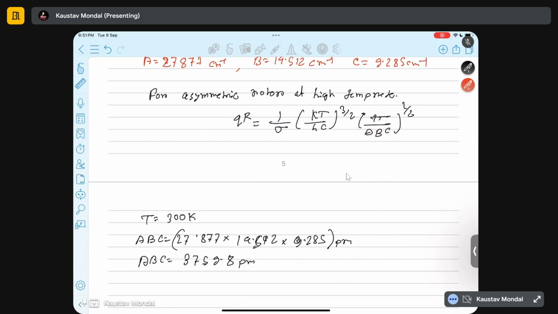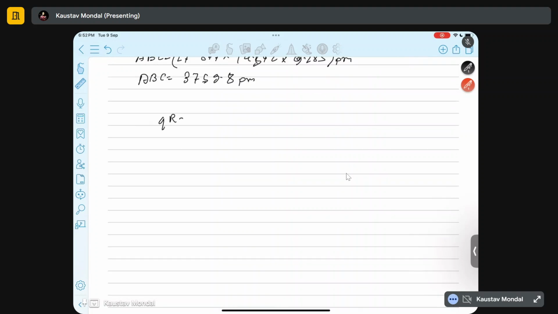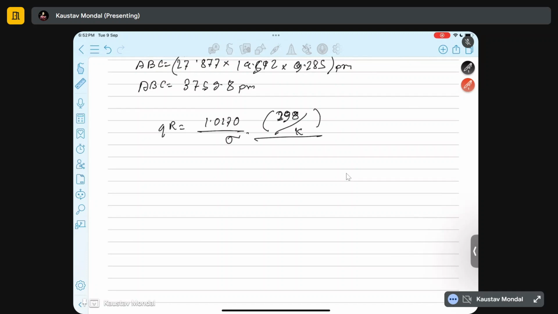Now if you substitute the temperature, the rotational constants and all into the expression of the rotational partition function, then we will be getting q_R equal to 1.0270 by sigma, T, not 300 Kelvin, sorry, 298 Kelvin, divided by K, divided by ABC per centimeter cube to the power half.